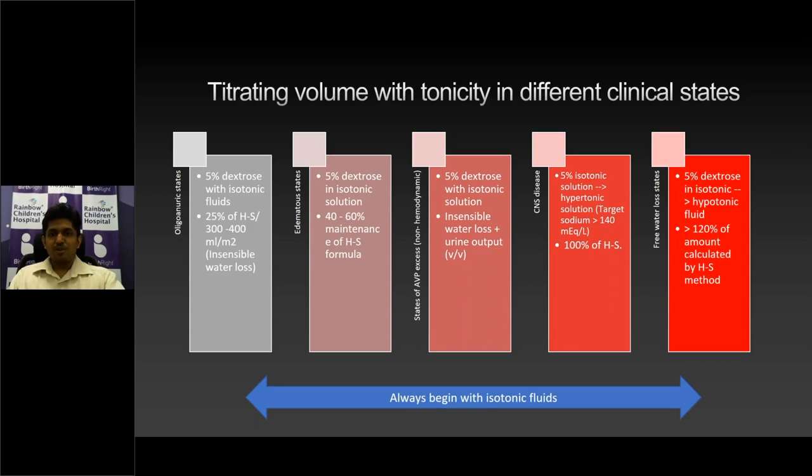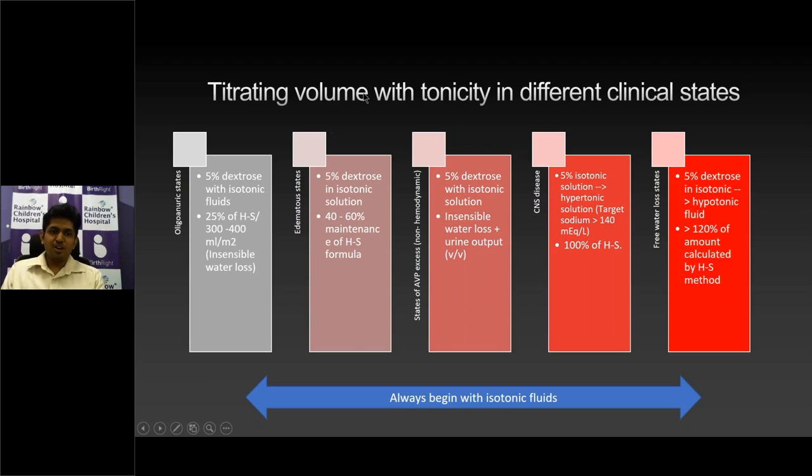So nowadays, the problem of hyponatremia, as I said to you, the arginine vasopressin state, is most commonly seen in children. Therefore, the current dictum is always begin with isotonic fluid across the states, even in oligoanuric state, in edematous states, in states of AVP excess, in non-hemodynamic AVP excess, CNS disease, as well as in free water loss states. But the volume of fluid that you are going to give, that is going to differ.